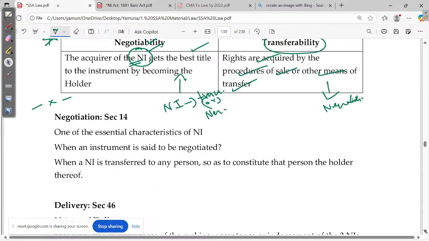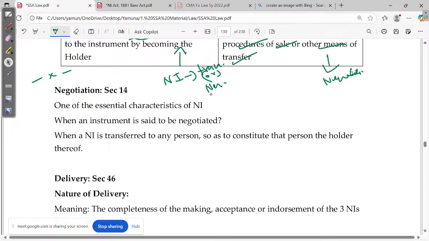Continuing. What do you mean by negotiation? When we talk about negotiable instrument, this becomes one of the essential characteristics. Only if an instrument is transferable, we call this as negotiable. When an instrument is said to be negotiated, we call it as negotiation. When an NI is transferred to any person, so that that person will become the holder hereafter. Please make a note.